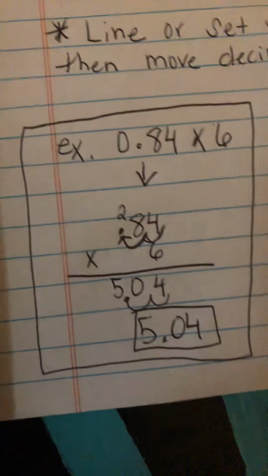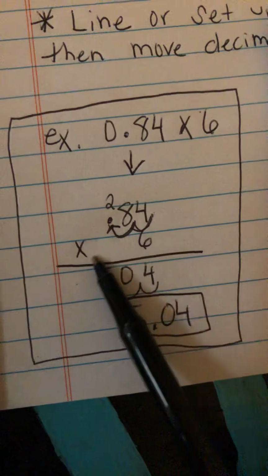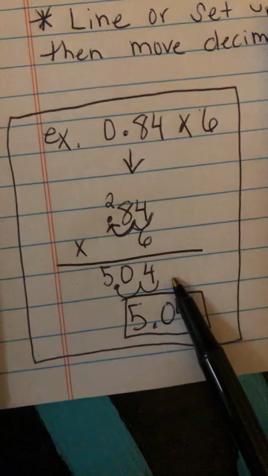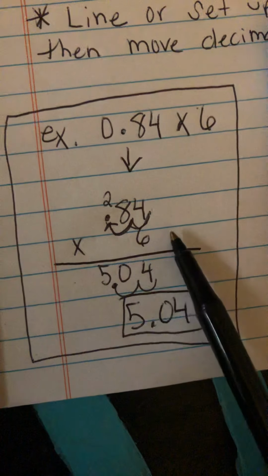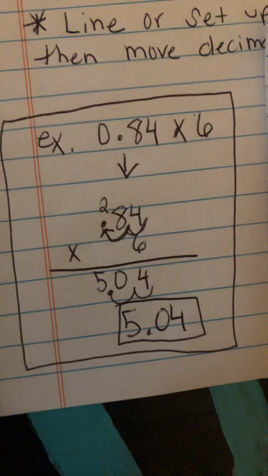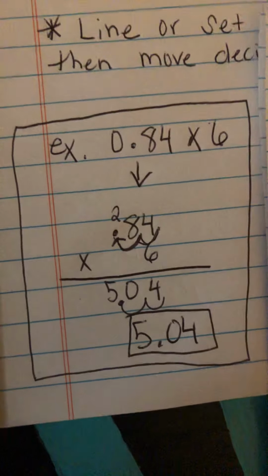So again, line it up like normal, put the whole number all the way to the side like we always do, get an answer, and then you can move according to what it was in the problem. Move your decimal over, starting from the right to the left.